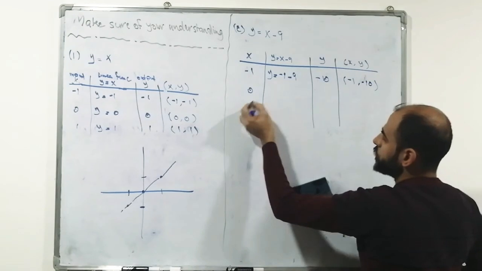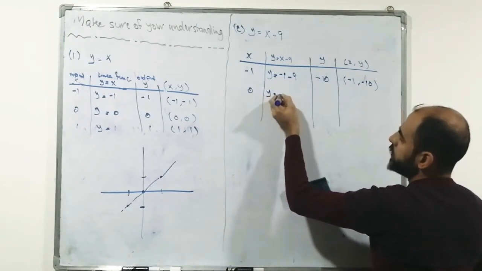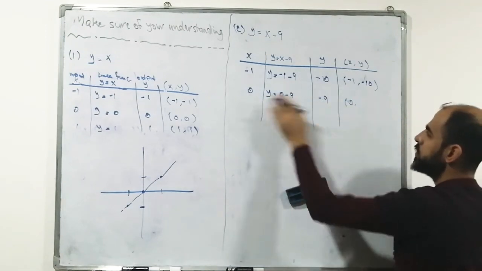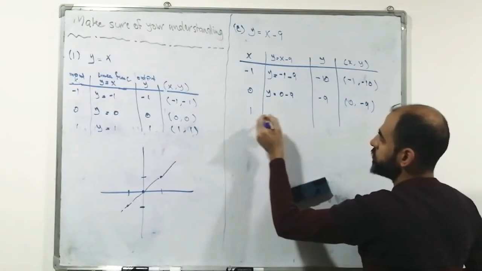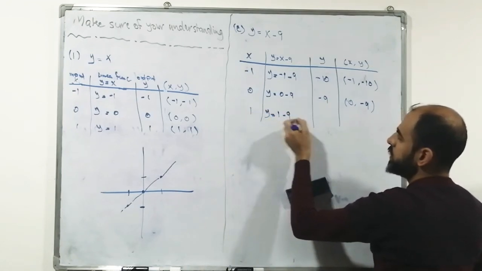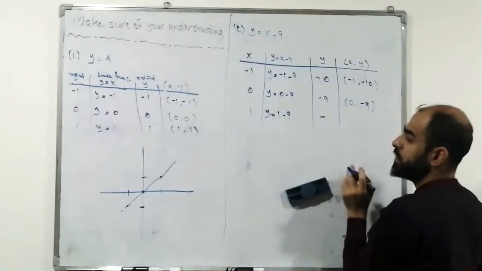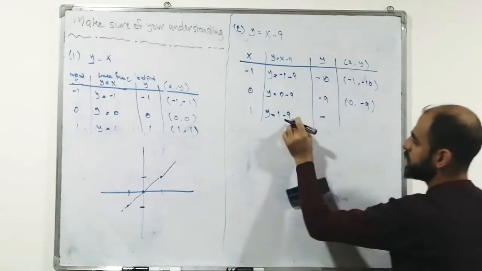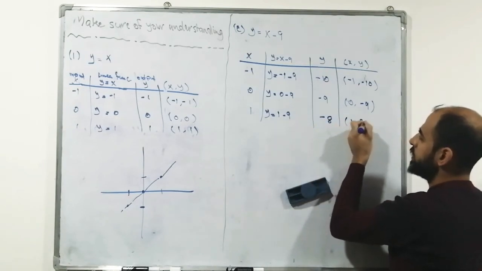Now we take 0. The value x equals 0. Substituted, 0 minus 9 is minus 9. So the second order pair is 0, minus 9. And take the third value of x, which is 1, a positive value, and substitute it. 1 minus 9: we get two numbers with different signs, so we take the sign of the bigger number, which is negative, then subtract 9 minus 1, which is 8. Then the third order pair is 1, minus 8.